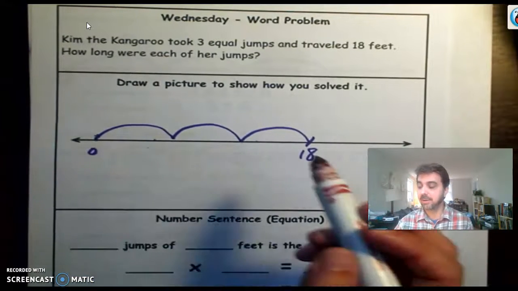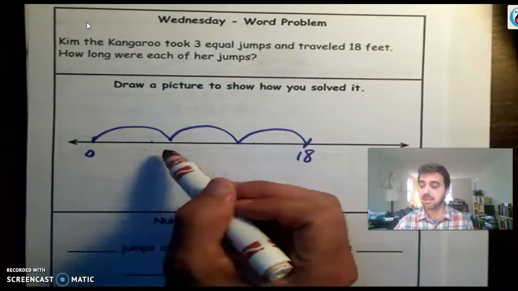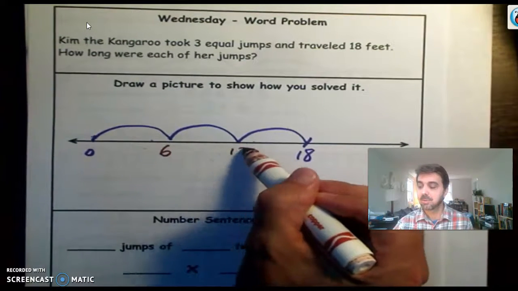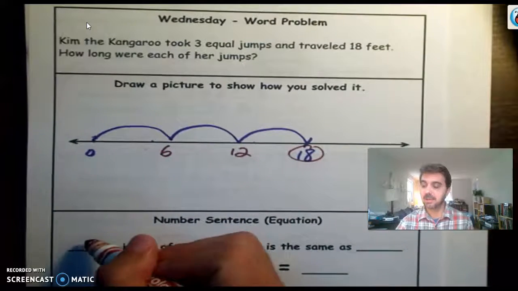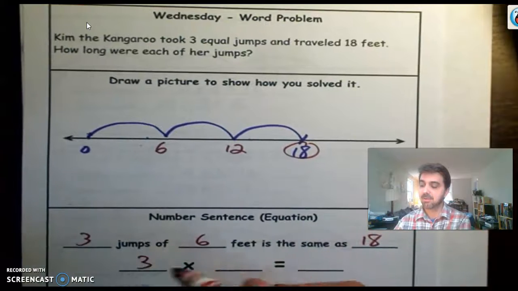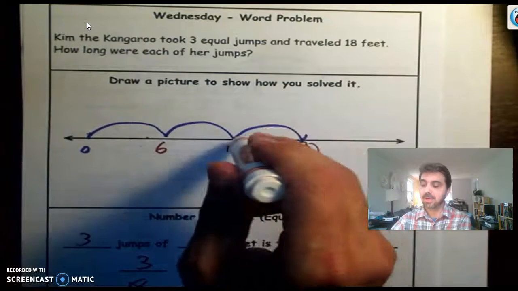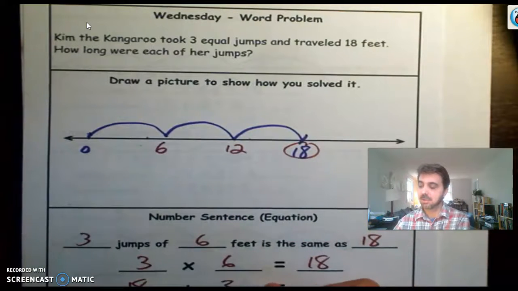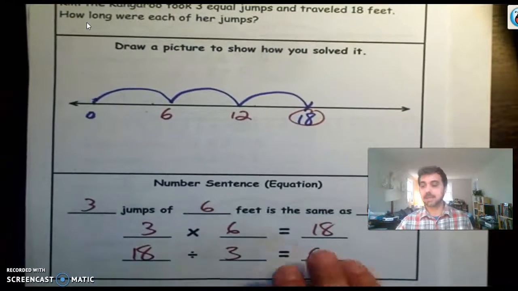So I started with 5. 5, 10, 15 didn't work, but 6 did. So here's 6, 12, and then 18. So that's 3 jumps of 6, which is the same as 18. 3 times 6 equals 18. The whole thing divided into 3 equal jumps gives you jumps of 6. Each jump is 6 feet. So that's how I did it.